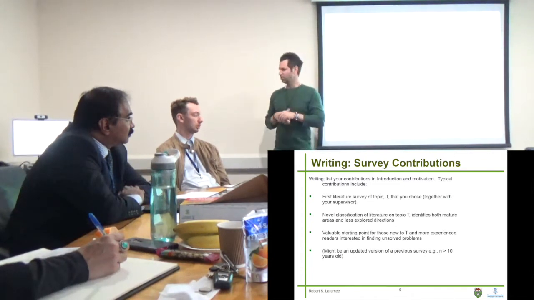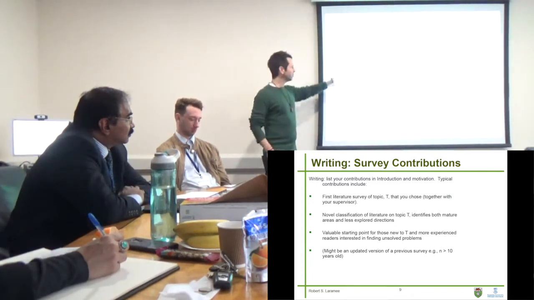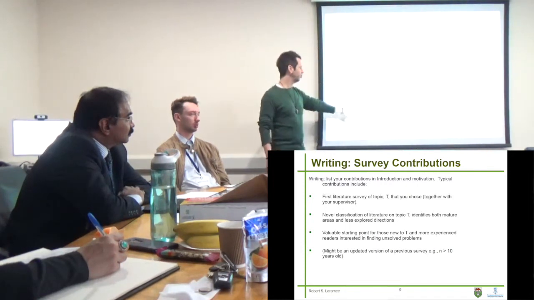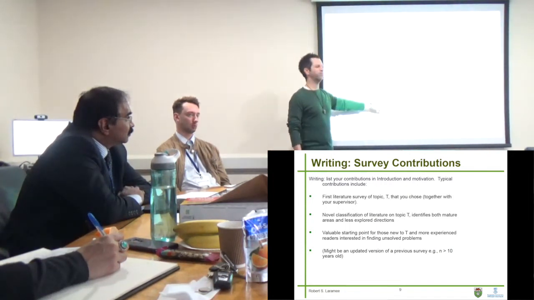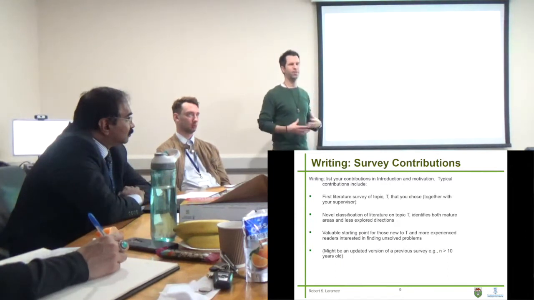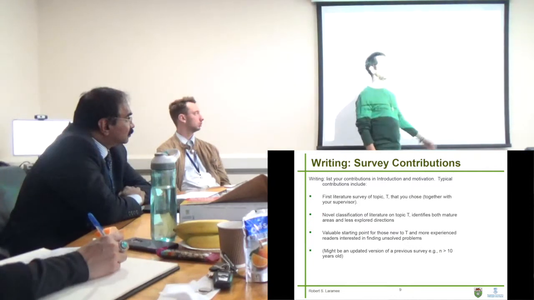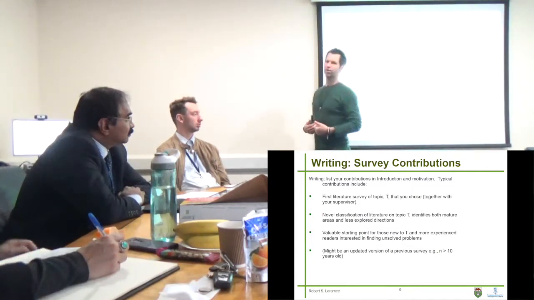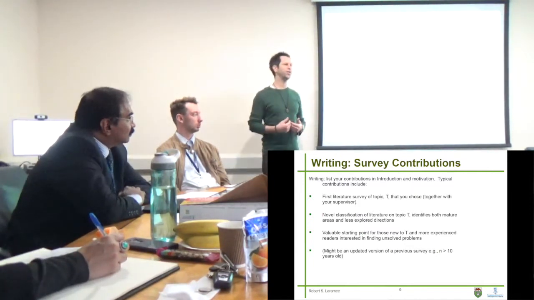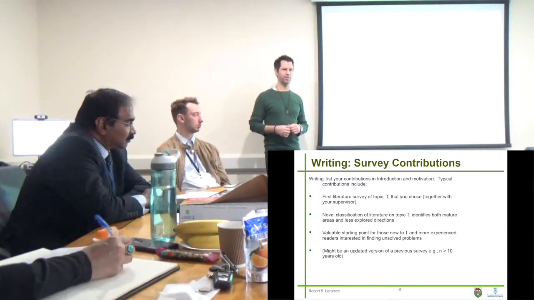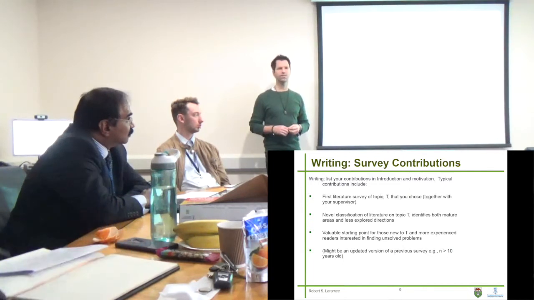And by the way, your survey doesn't have to be the first on this topic. You can publish newer versions or updated versions of previous surveys. So somebody else may have published a survey on your topic that's 10 years old, and you can publish a new version or an updated version. That's totally fine. Absolutely nothing wrong with that. And that happens frequently, actually. So that's something to consider.